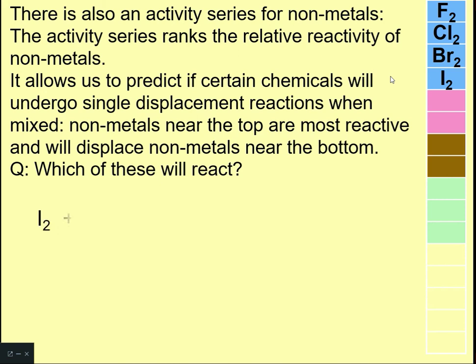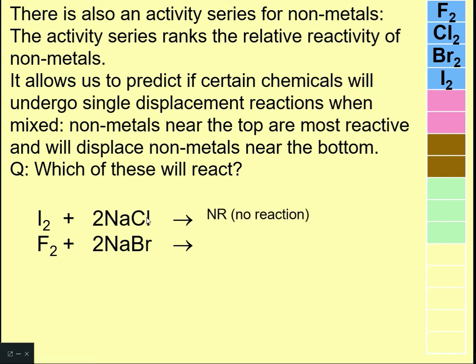So let's look at an example. Iodine is down here, chlorine is up there, so iodine is below chlorine on the activity series. That means no reaction is going to take place. But fluorine is above the bromine. That means this reaction is going to take place. Bromine gets kicked out, becomes Br2, and the sodium now pairs up with the fluorine. And just out of habit, I balanced that one.